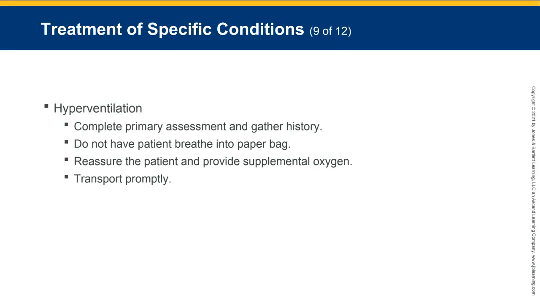For your patient with a panic attack, complete a primary assessment and get a history. History is important. Do not have the patient breathe into a paper bag. If you need to give them oxygen, use a partial rebreather where they can get rid of the CO2 and get oxygen at the same time. Do not immediately put the device on the patient's face. Make an attempt to calm them down.